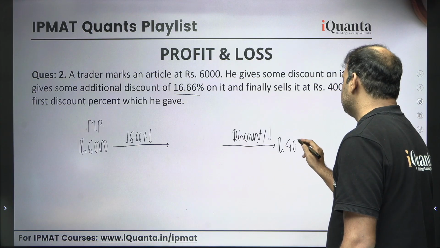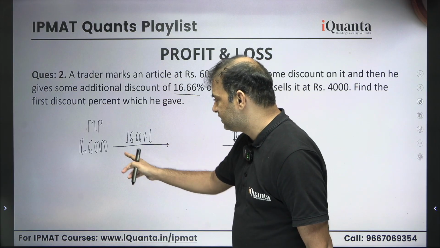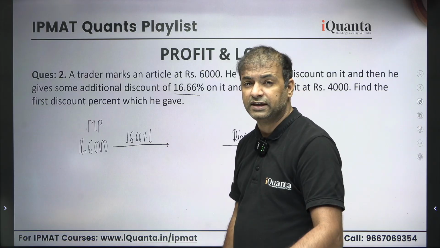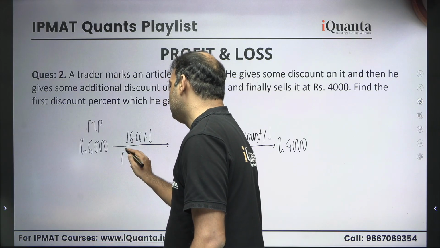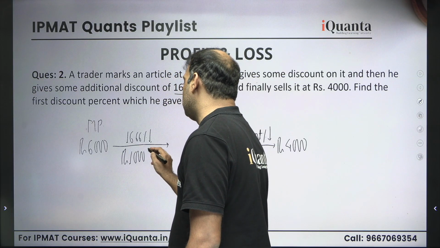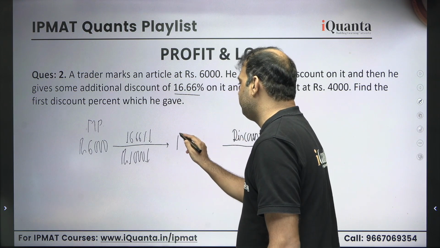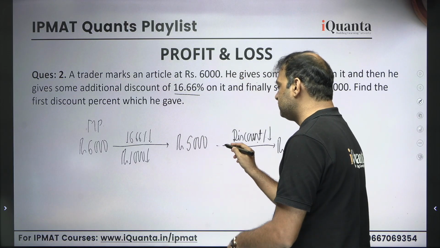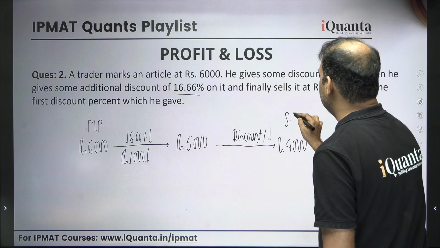Okay, how? First thing, 6,000, 16.66% is the discount. What is 16.66% of 6,000? See, 16.66% we all know is 1 by 6. Now 1 by 6 of 6,000 is obviously 1,000 rupees. So 1,000 rupees is given as a discount. That means we can say the selling price with the first discount should be 5,000. Okay guys, now again some discount has been given on this, and finally we get the final selling price as rupees 4,000, right?